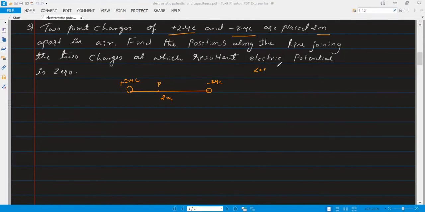Let P be the point at which potential is 0. So let this P be at the distance of x meter from the plus 2 microcoulomb charge.